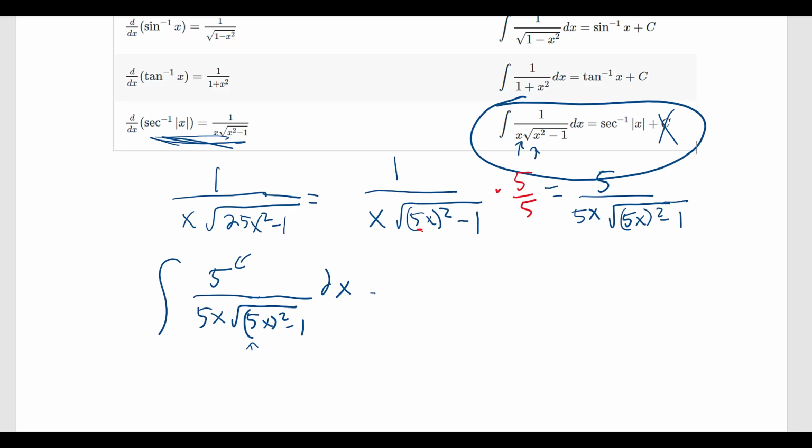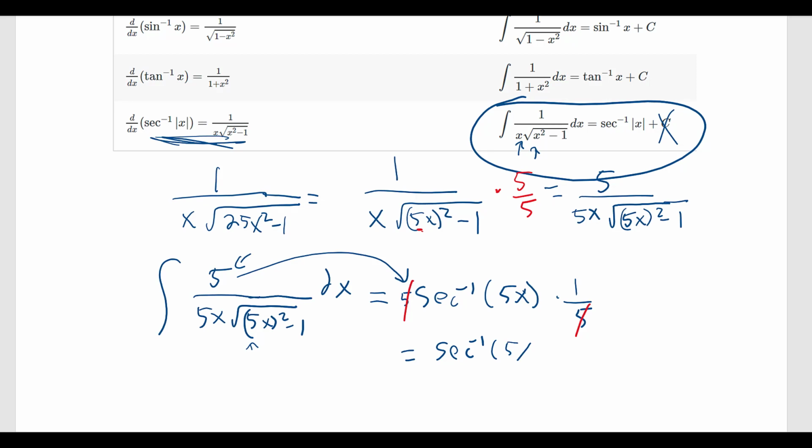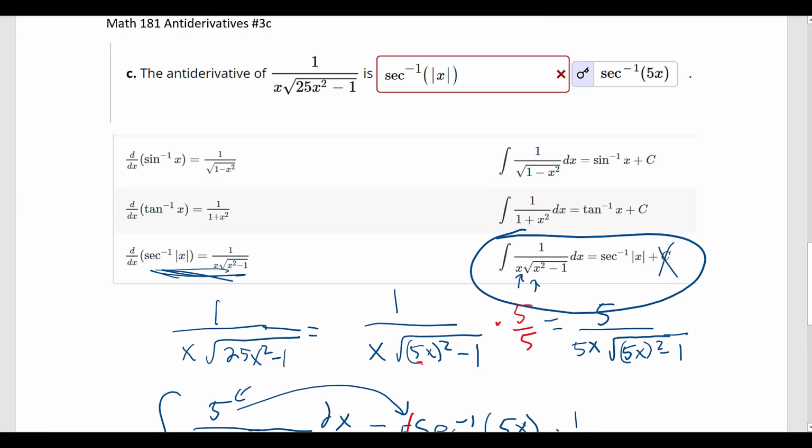So we'd end up with secant inverse of 5x. This 5 would carry through, but then we would have to multiply by 1 over 5, because when you take the derivative, this 5 would have come out. So essentially these 5's cancel out, and our final answer would be secant inverse of 5x, which is what we have up here. Hope that helps.